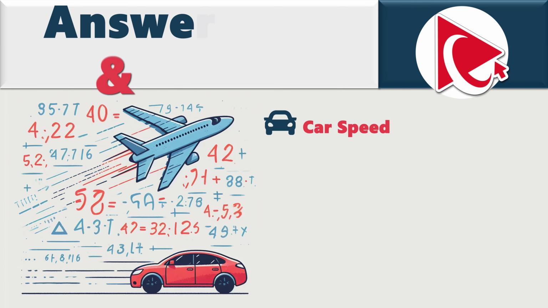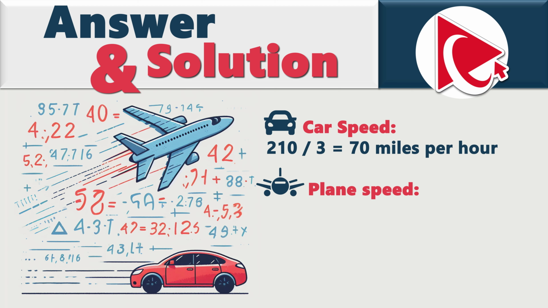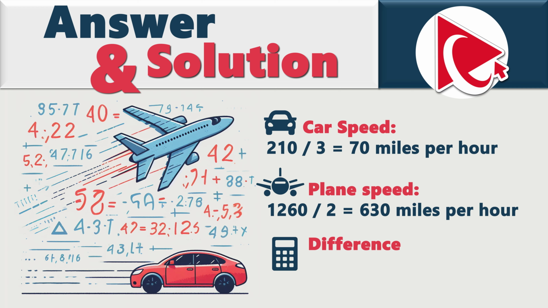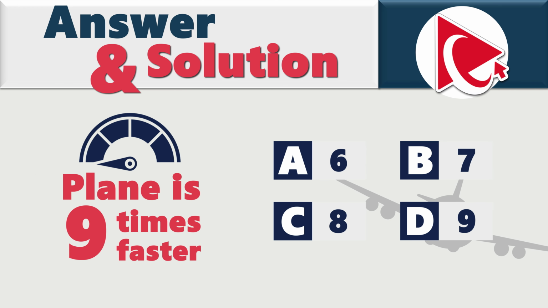The car speed can be calculated as 210 divided by 3, which would equal 70 miles per hour. The plane speed can be calculated as 1260 divided by 2, which equals 630 miles per hour. So the difference between the plane and the car would be 630 divided by 70, which would equal 9, which means the plane is 9 times faster than the car. So the correct answer here is choice D, 9.